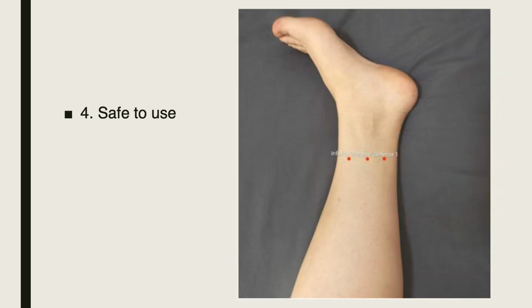Wrist and ankle acupuncture is safe to use because there are no important internal organs and no large blood vessels or nerves in these areas. Therefore, there is no risk of any needling accident. Seldom are there incidents of fainting in the clinic when using wrist and ankle acupuncture.